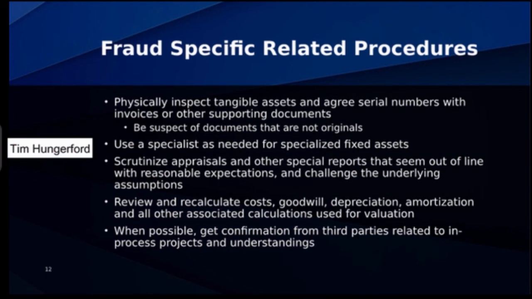Fraud-specific related procedures: we're going to physically inspect tangible assets and agree serial numbers with the invoices or other supporting documents. We want to be suspect of any documents that are not originals. That's what we want, is the original. For some reason, if they don't give it to us, make sure you do due diligence on that document. Make sure it's got a logo or a seal, depending on where it's coming from, so that you know that it's original. And that's why we jump down to the last step here before we come back. When possible, get confirmations from third parties related to in-process projects and understandings. So that could be part of this process too.